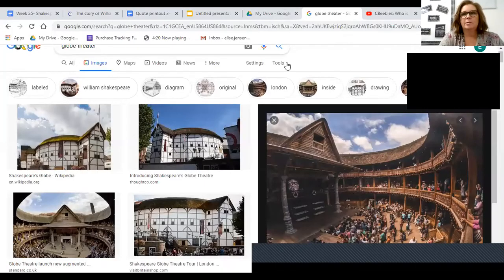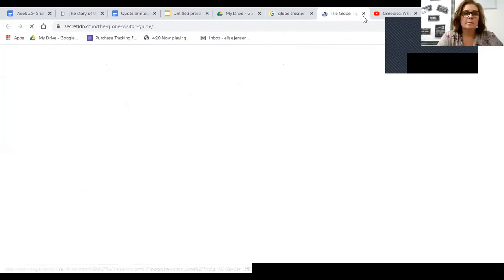In the next video I show you, it's going to talk a little bit more about that as well. But the Globe Theater was amazing. The way it was set up, there were seats that could go all around the top. I'm going to show you a picture of the Globe Theater. Here are some cool pictures. This one is awesome right here.